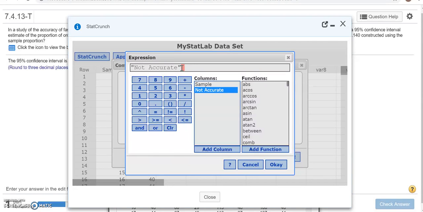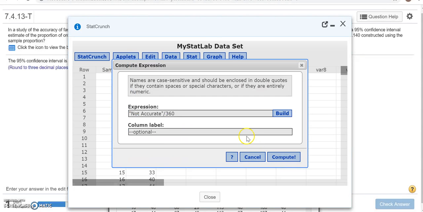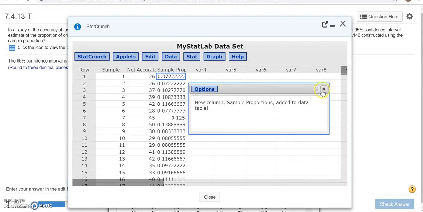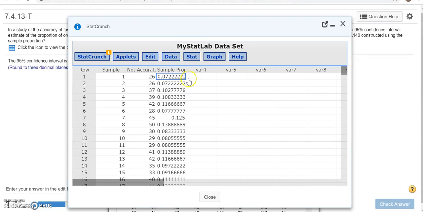That means that for every row that I'm on, this formula is going to grab the number that's in the not accurate column in the same row. And then I want to divide this by the total, which was 360. I'm going to go ahead and say OK. And I'm going to label this column Sample Proportions. You don't have to label it if you don't want to. And I'm going to click Compute. StatCrunch has given me the sample proportion of inaccurate orders for every single one of these samples.